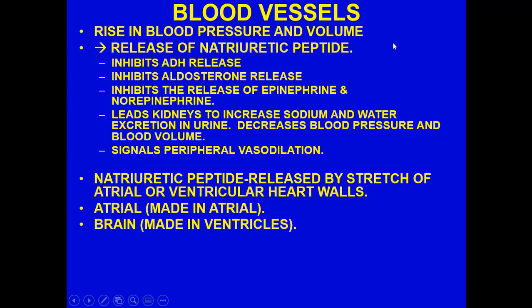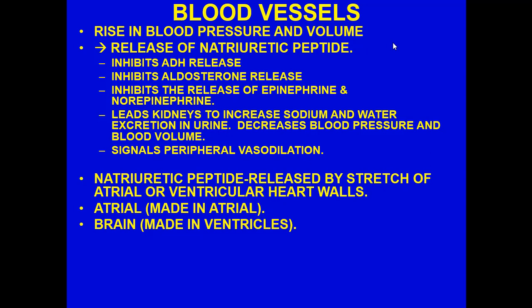If I had a rise in blood pressure and volume, now in the heart, we would release natriuretic peptide, which inhibits ADH release, inhibits aldosterone release, inhibits the release of epinephrine and norepinephrine, leads the kidneys to increase sodium and water excretion in the urine, therefore your volume is going to decrease. It is also going to decrease the blood pressure.